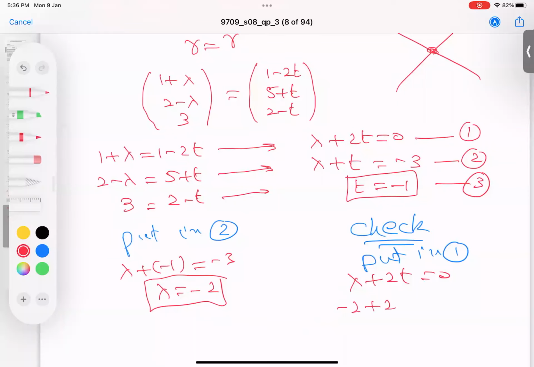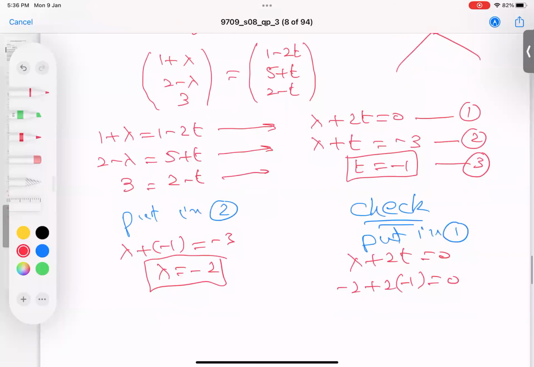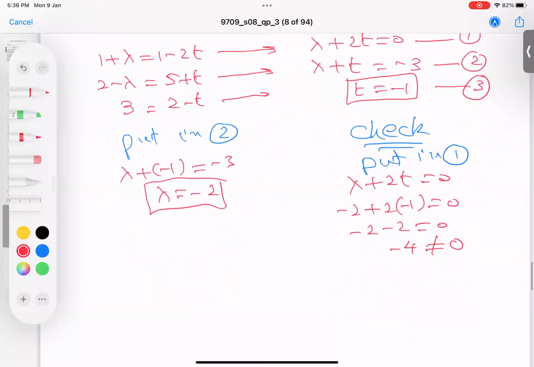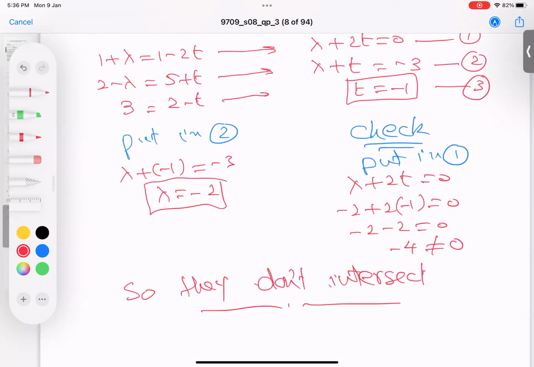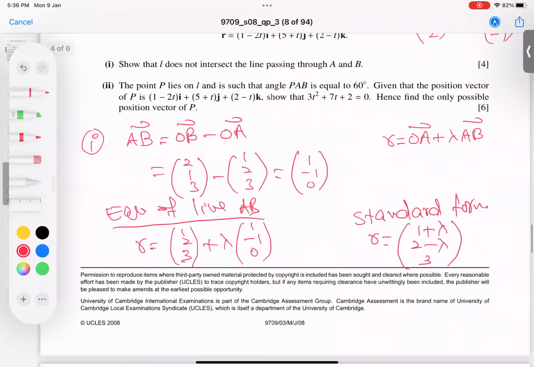This one, 2 times 2 -2, -1, sorry, equal to 0, and I got -2, and I got -4 equal to 0. They are not equal, so it means they don't intersect. If they become equal, they intersect. So I think the idea is very, very clear. So we have done part number 2. Alhamdulillah Rabbil Alameen.